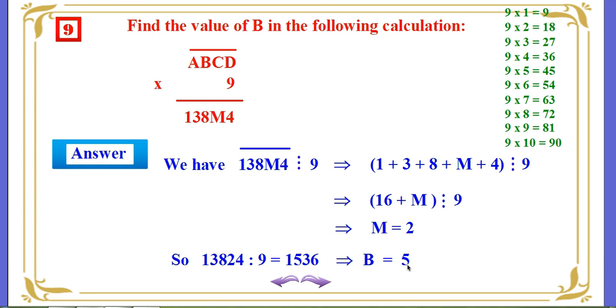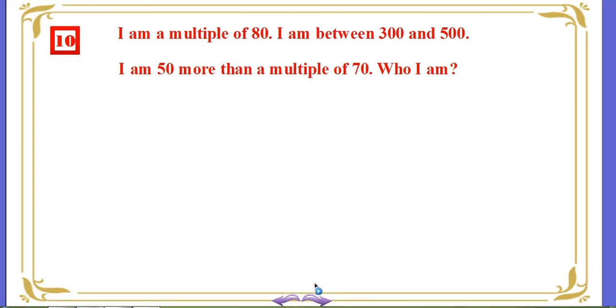We continue with exercise number 10, the last exercise. I am a multiple of 80. I am between 300 and 500. I am 50 more than a multiple of 70. Who am I?